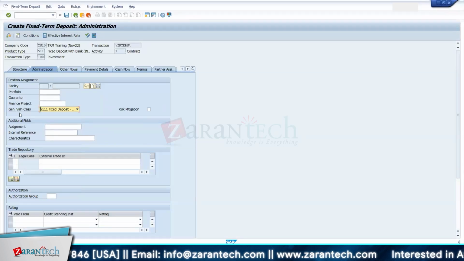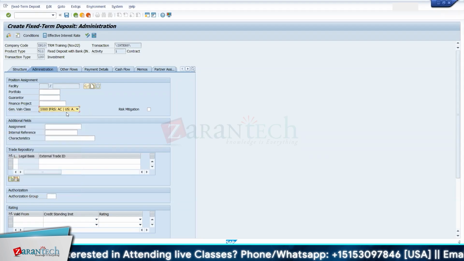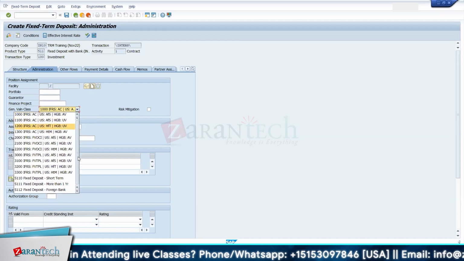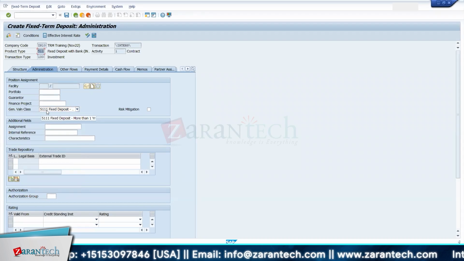So when the user creates the transaction, the deal, here he selects in which GL account he needs to post. So I can default one. How can I default? Currently I have not yet defaulted, so in this system you will get some other default value. But suppose I normally create fixed deposits for more than 1 year, then I can default for this product type the general valuation class 5111 as a default value. So where can we do that?